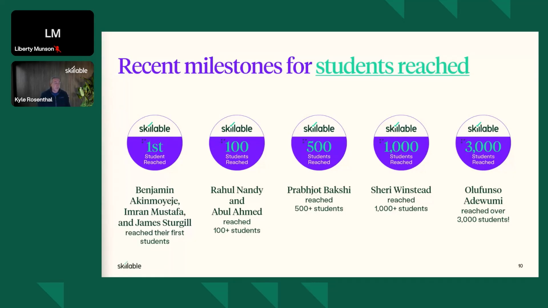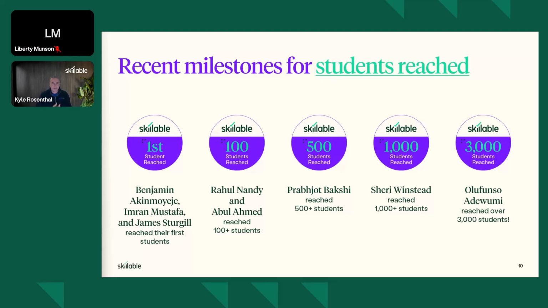So Benjamin, Imran, and James all reached their first students. So they had their first level of students come through, and I think we've got James with us today. So congratulations, James! Really awesome work. I'm just looking through the list of names to see if I've got anyone else here. I don't think so. So yes, James, congratulations. 100 students reached. In cricketing terms, you've reached a century.